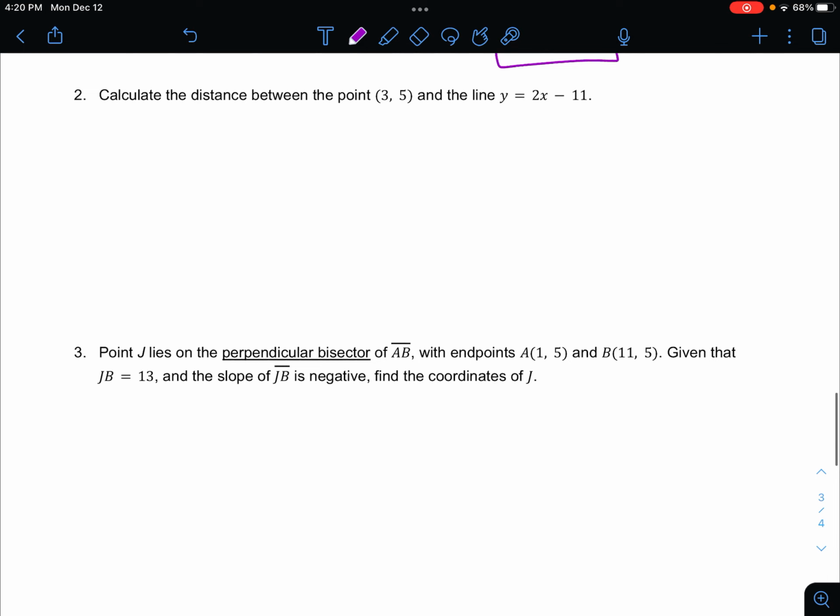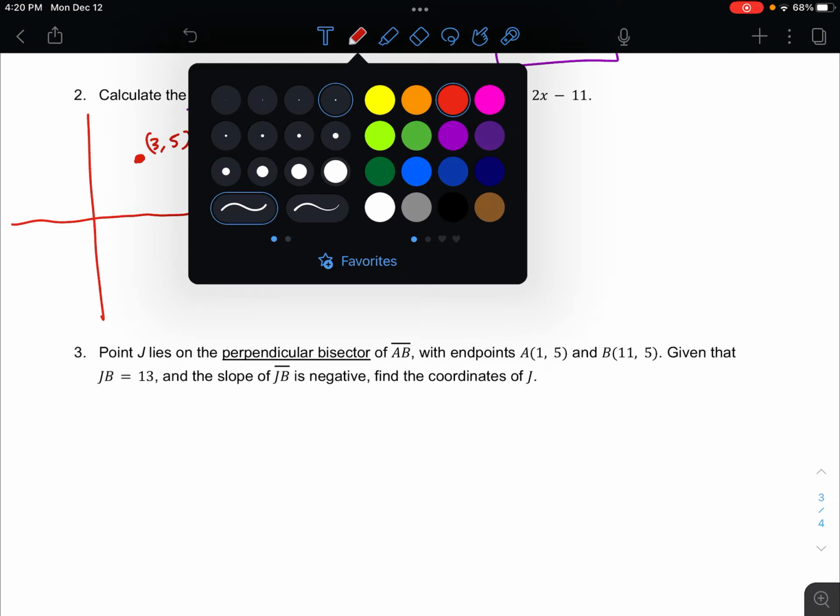All right, problem number 2. We want to calculate again the distance between a point and a line. So we want to model this a little bit. I'm going to draw a coordinate plane. The point (3, 5) might be somewhere up here, and the line y equals 2x minus 11.